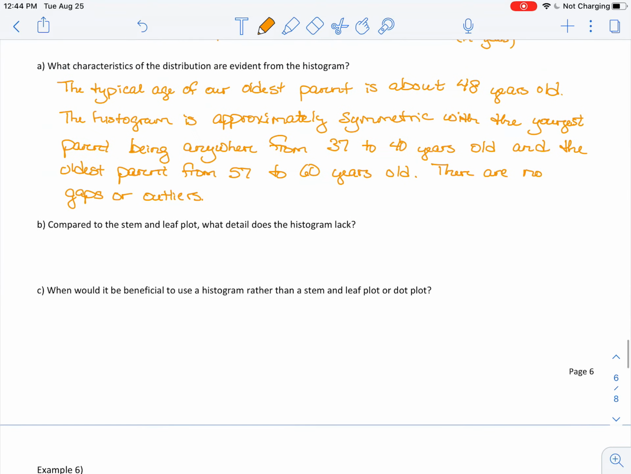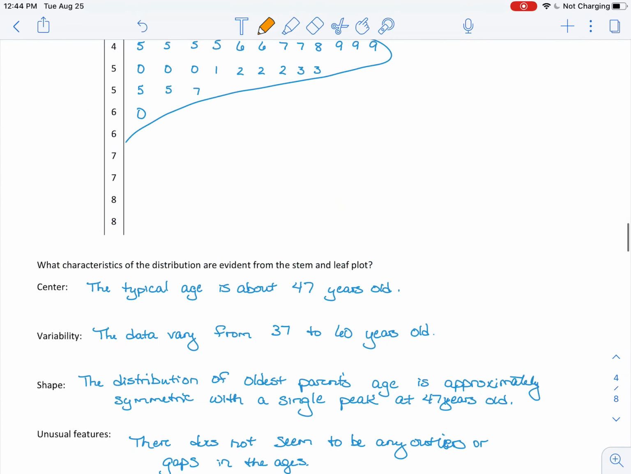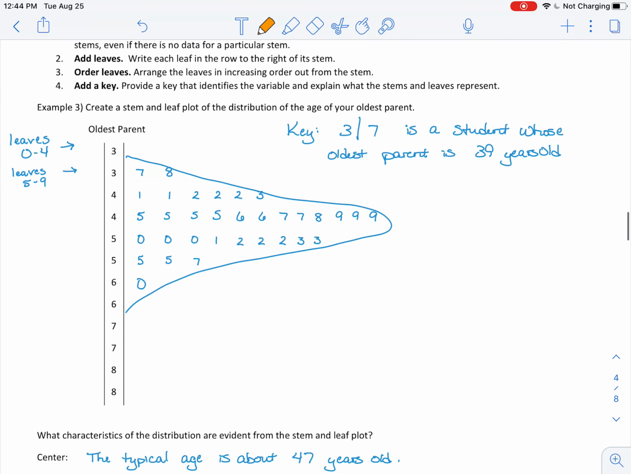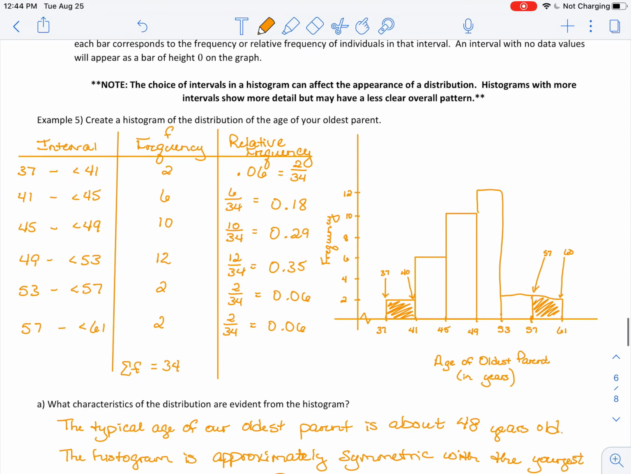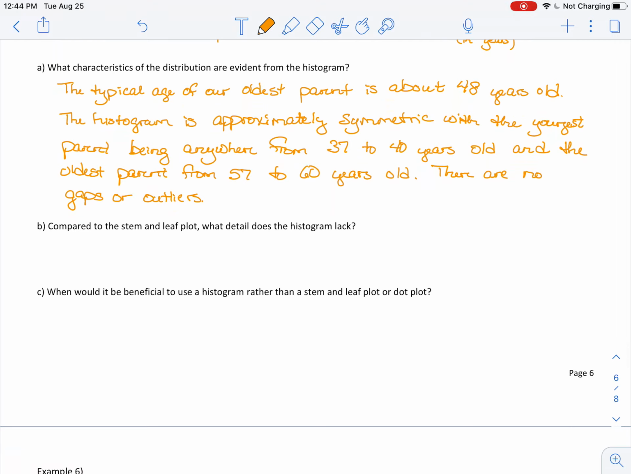So I'm going to finish these up, and then I'm going to pause the video and put another video for example 6. So compare the stem and leaf plot. Compared to the stem and leaf plot, what does the histogram lack? Well, it's kind of what I was just saying. It lacks exact values. When you look at the stem and leaf plot, you know for sure exactly what ages were where. You still get the same general shape idea, but this one you don't really get to know who was what age. So it lacks individual data values, which sometimes are really nice to know.